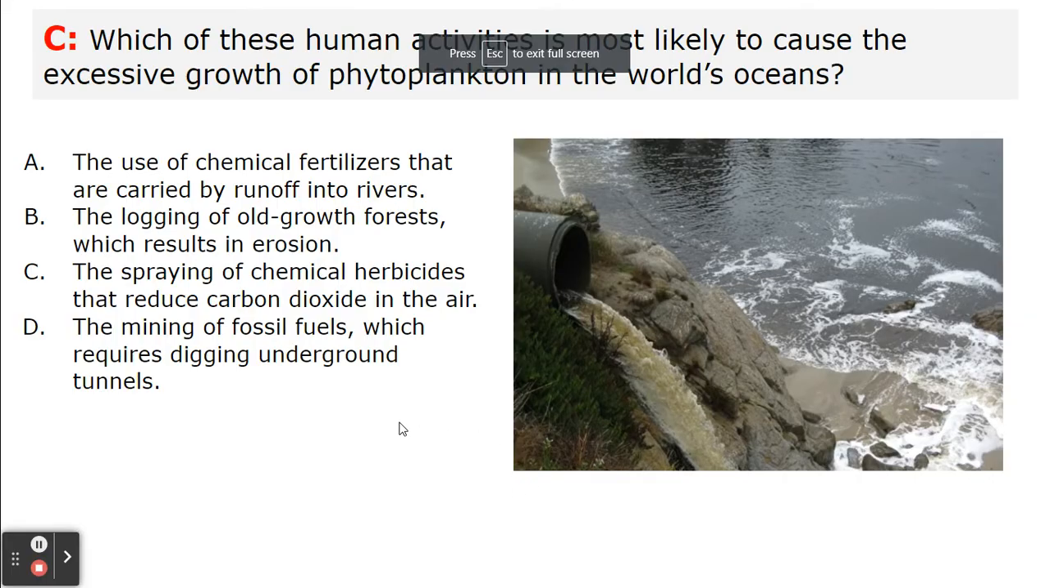For your connection, which of these human activities is most likely to cause excessive growth of phytoplankton in the world's oceans? The use of chemical fertilizers that are carried by runoff into rivers, the logging of old-growth forests, which results in erosion, the spraying of chemical herbicides that reduce carbon dioxide in the air, the mining of fossil fuels, which requires digging underground tunnels. So increased growth of phytoplankton is going to be caused from chemical fertilizers.